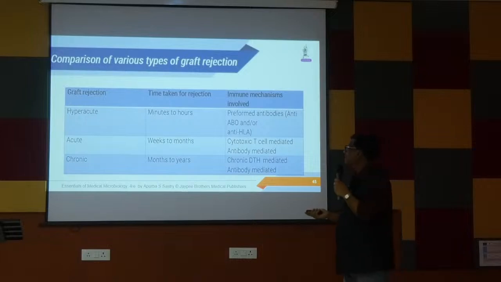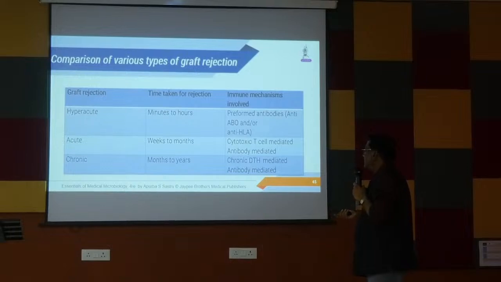This is the comparison of different types of graft rejection: hyperacute in minutes to hours, acute in weeks to months, and chronic in months to years. Chronic is mediated by TDTH cells, that is type 4 hypersensitivity reactions, acute by cytotoxic T cells, and hyperacute by preformed antibodies, anti-ABO and anti-HLA.